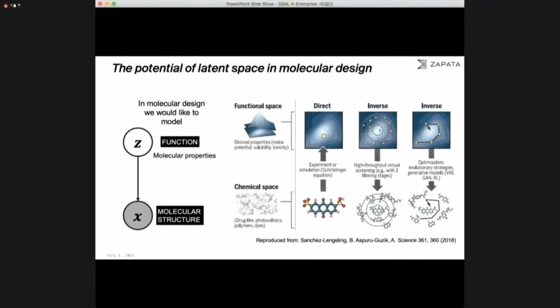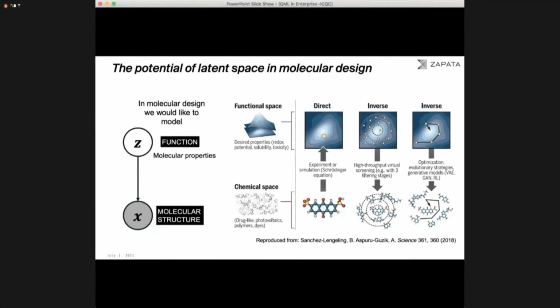So here's an example of how we might use it in the chemical space. In the latent space of molecular design, we could take a direct approach. This is what we do when we run Schrödinger or Gaussian to look at a particular data point and look where it actually is, one by one, if you will.